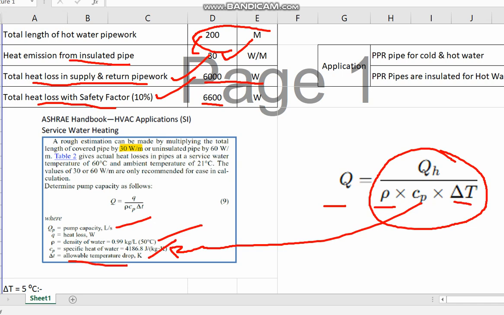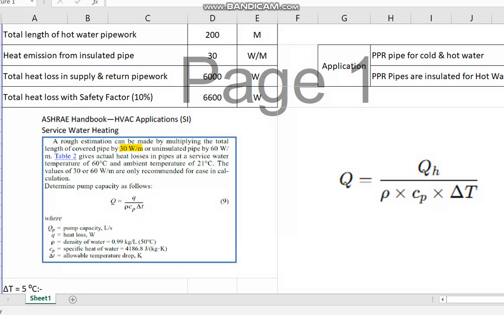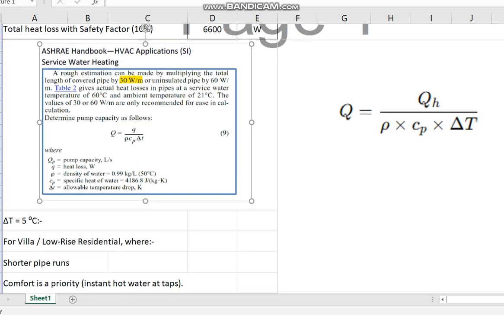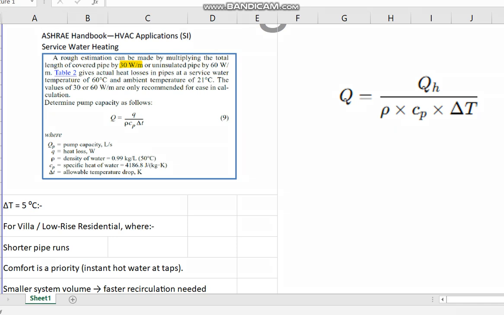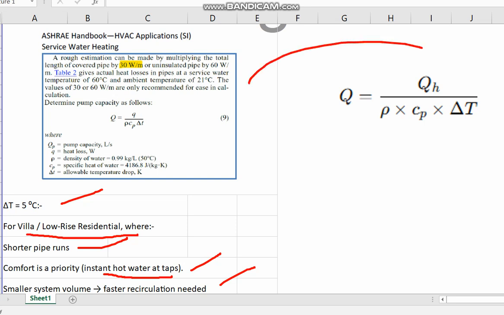This is one of the important things, the allowable temperature drop, because everyone has a different approach for this delta T. Normally, for delta T we consider 5 degrees Celsius for a villa or low-rise residential, where we have shorter pipe runs and comfort is a top priority, meaning instant hot water at taps. If you open the tap very briefly, we need to get hot water at the receiving point. With a smaller system volume, faster recirculation is needed. So for this type of short pipeline with a small system hot water volume, we normally consider delta T as 5 degrees Celsius. If you apply all these values in this formula, you can get the answer.